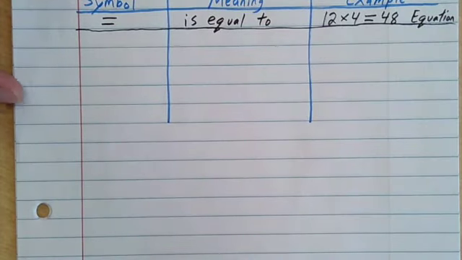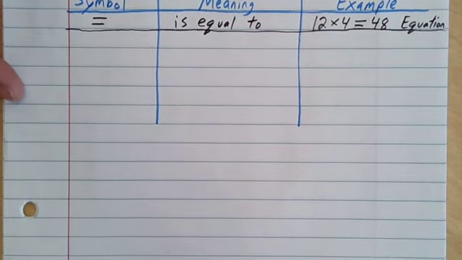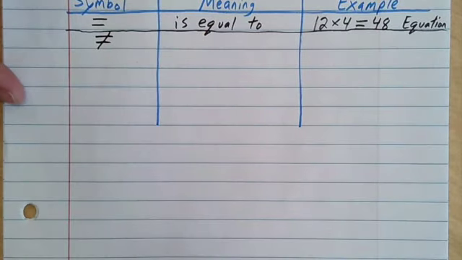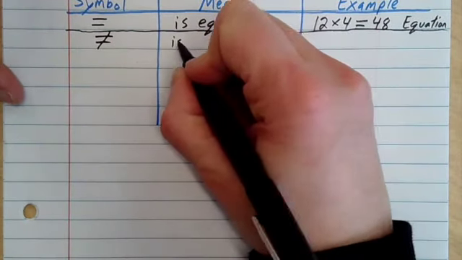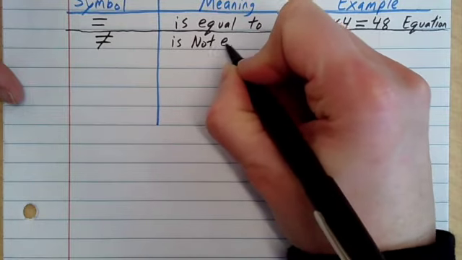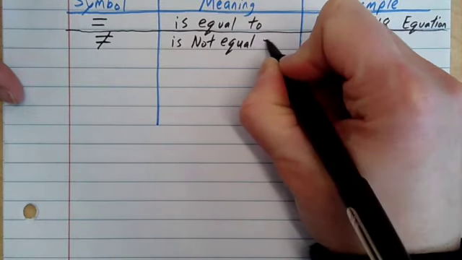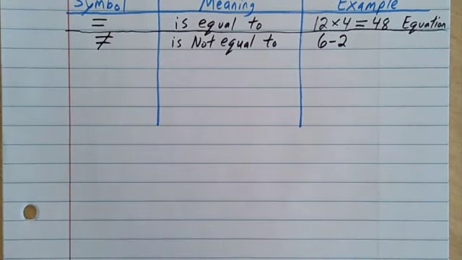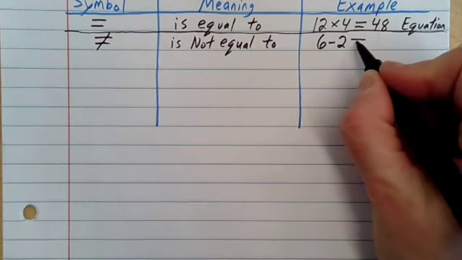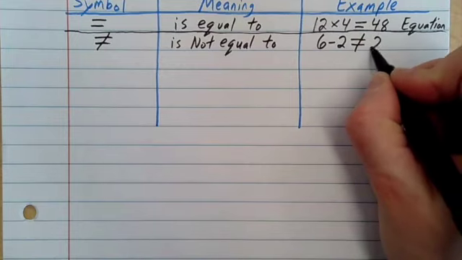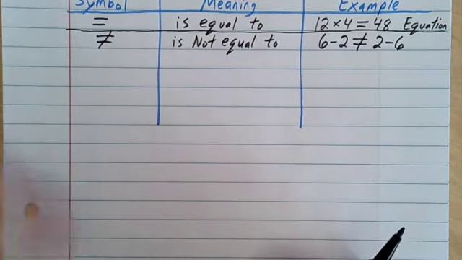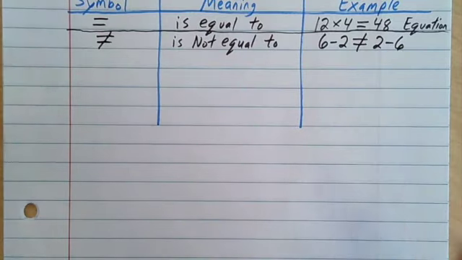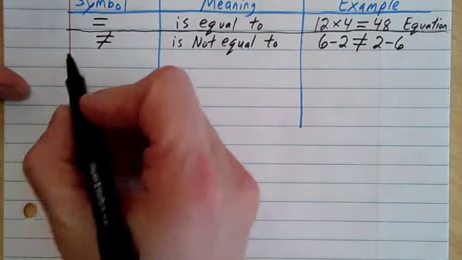The next symbol I want to give you is the equal sign with a slash through it. That means is not equal to. So 6 minus 2 is an example, and that is not equal to 2 minus 6. We talked about this before in the last test, that 6 minus 2 and 2 minus 6, you can't flip those around with subtraction, so they are not the same.